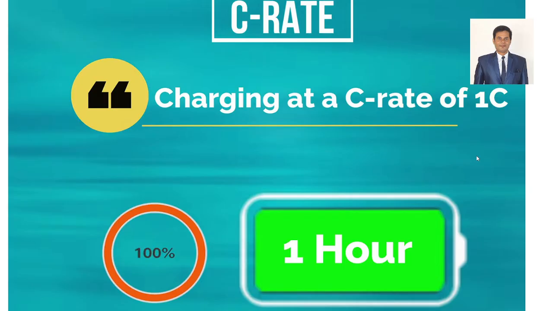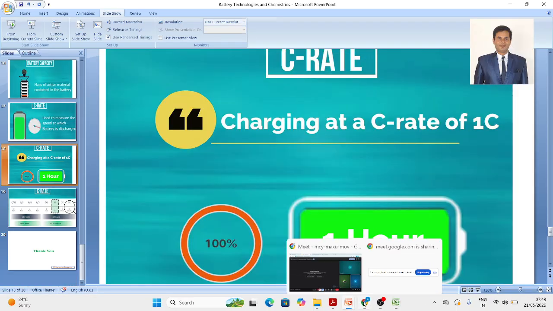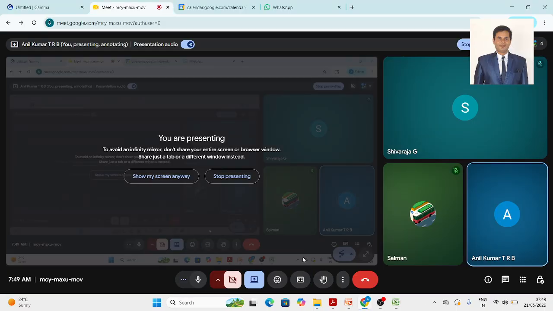It will take 1 hour to charge fully, for 100%. Then we say the C rate is 1, charging at the C rate of 1. If another battery takes 2 hours to charge to 100%, fully charged, then the C rate will be different. The C rate depends upon how much charge is stored and retained in the batteries. That is how the battery rates can be identified. Is it clear to you?